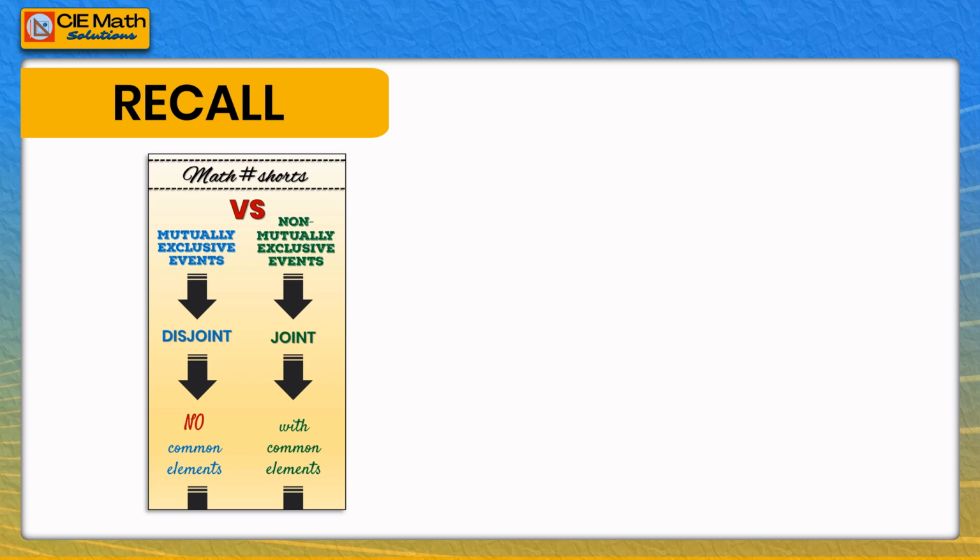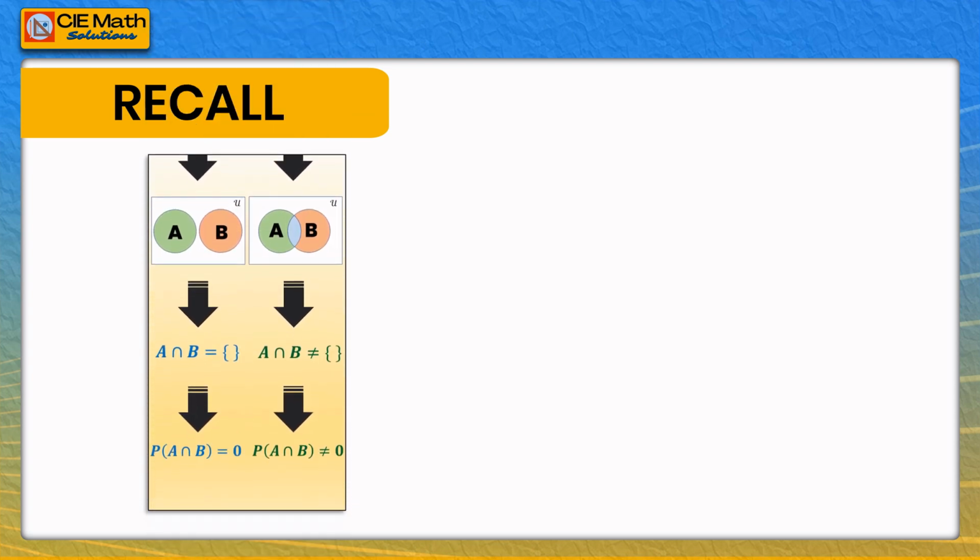If we illustrate them in a Venn diagram, for mutually exclusive, we would see two separate circles denoting events A and B. They are not intersecting at all, so the intersection of A and B is a null set, meaning there is no intersection. So that goes with the probability that the probability of A intersection B is equal to 0. For non-mutually exclusive events, you could see that they intersect in the middle. They have a common element, so that means A intersection B is not a null set. The same goes that the probability of A intersection B is not equal to 0.